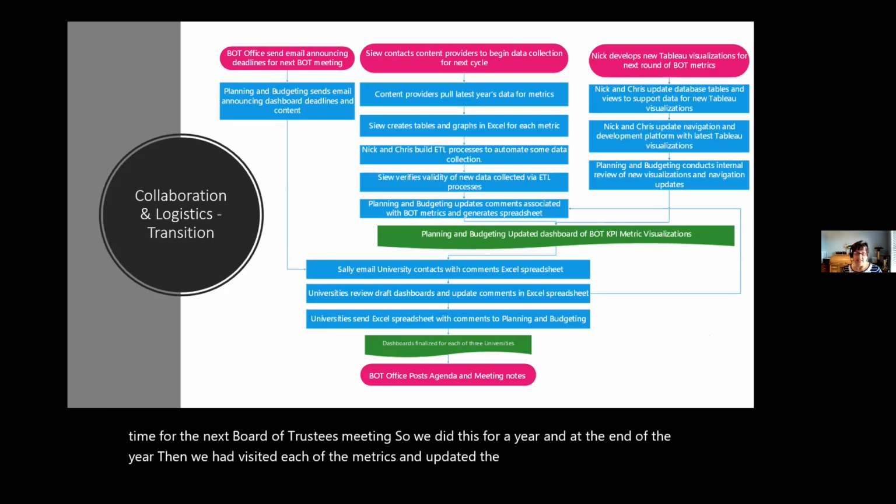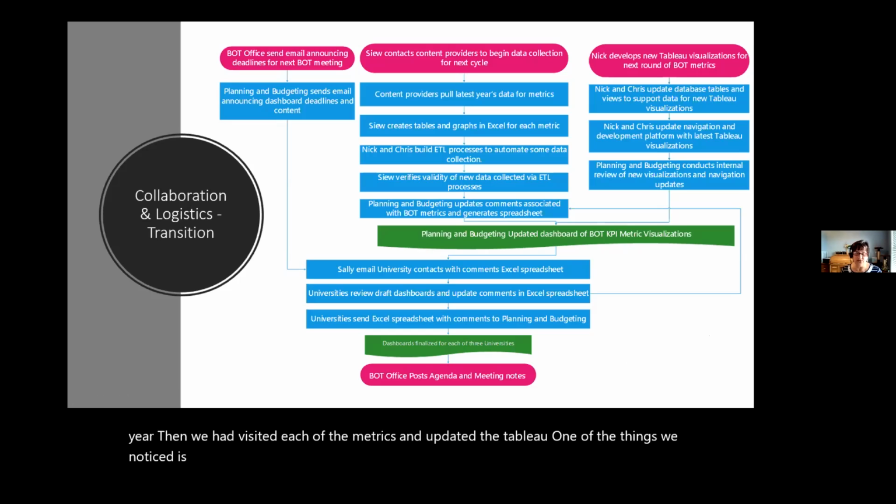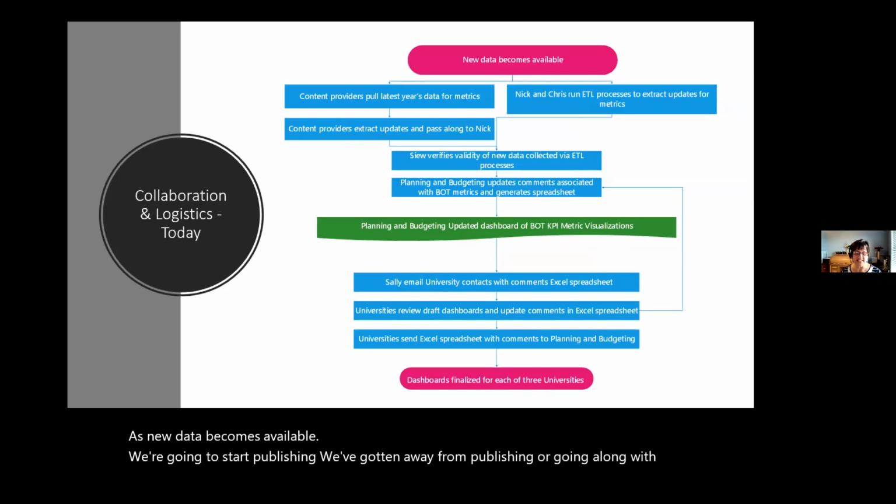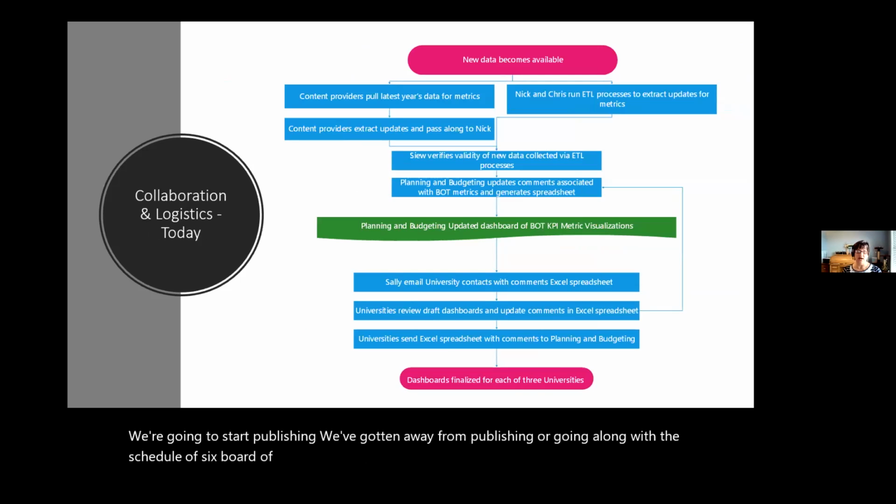One of the things we noticed is that 6 times a year is a lot of times for us to be going through this process. It's a bit exhausting. So as we move into the next phase, as new data becomes available, we're going to start publishing. We've gotten away from going along with the schedule of 6 Board of Trustees meetings to an update process that only occurs 3 times a year, based on when data is available.